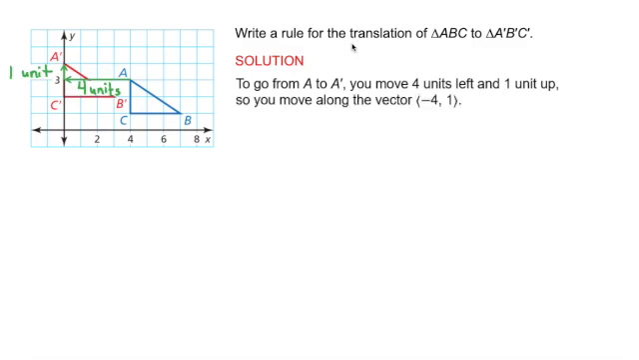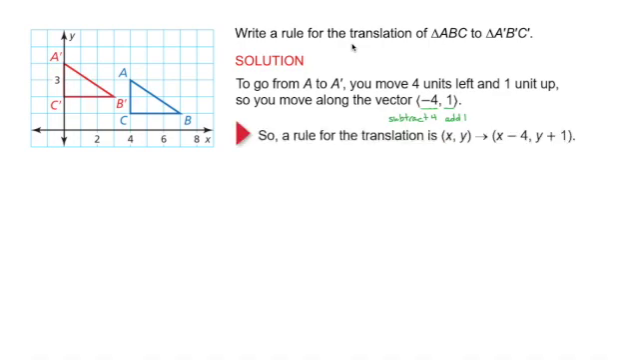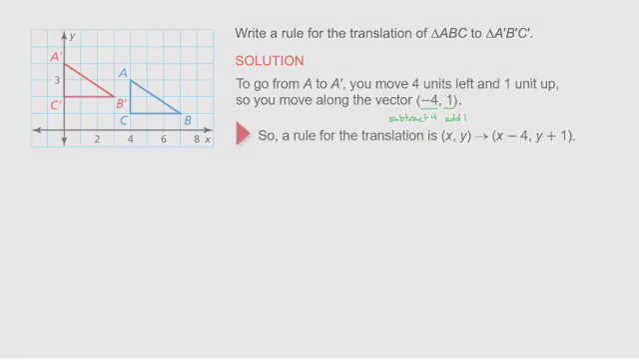That would be -4, 1 if we turn that into a vector. So that's 4 to the left, we'd subtract, and then we'd add 1 to go up. So that gives you your rule for this translation. What you can do is apply that rule. Let's take a look at that.